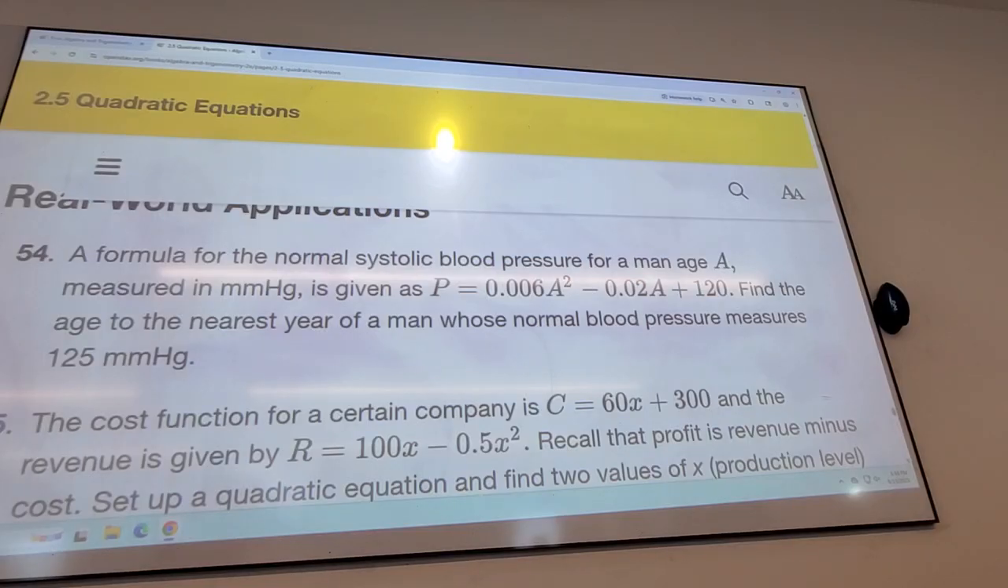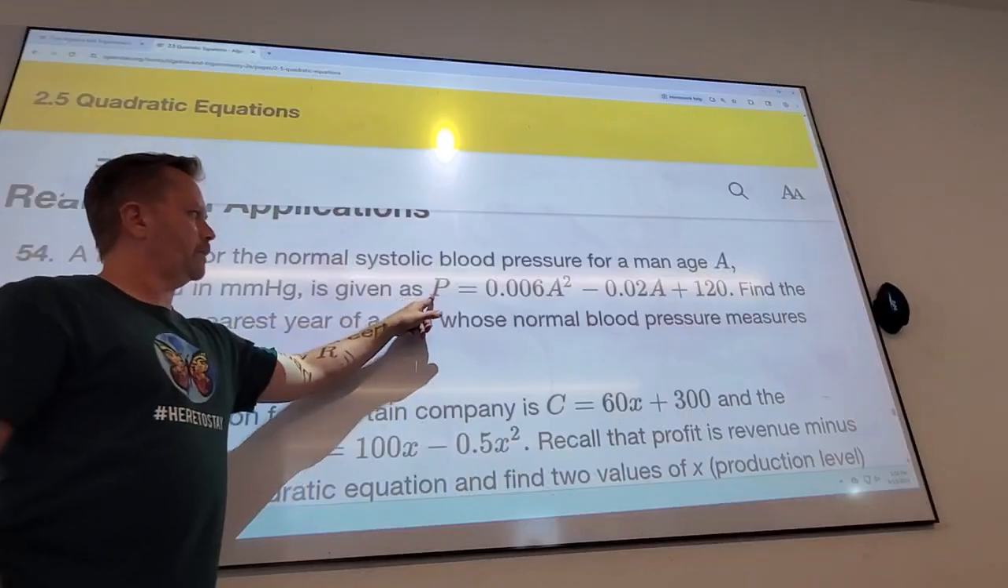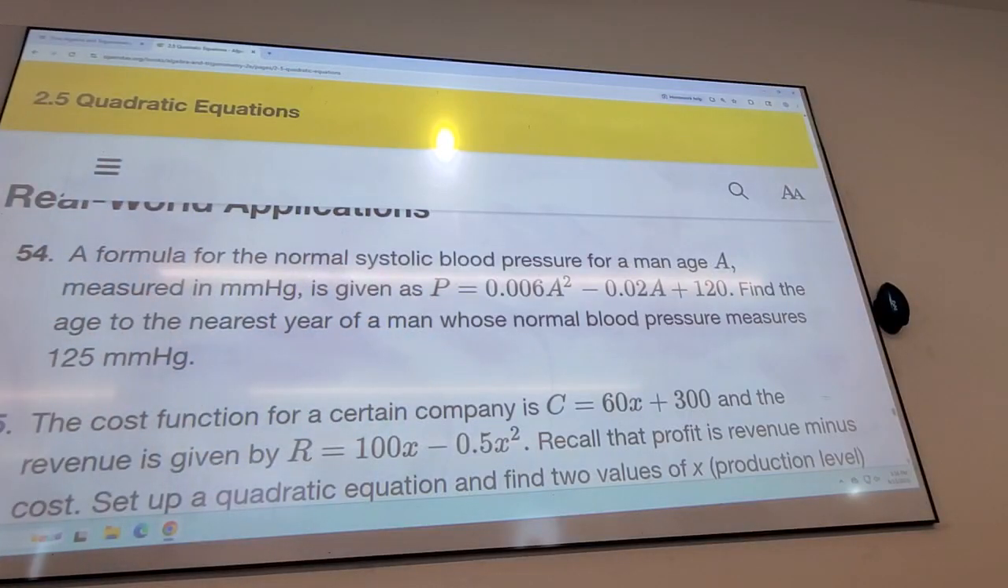Trust me, it's the easiest thing in the world to throw 125 in for A, and then of course you're in Guinness Book of World Records territory. So slow yourself down and really pay attention to what the variables mean. Will I plug 125 in for A? No, because 125 is a blood pressure. So I plug it in here. Then what do I do?